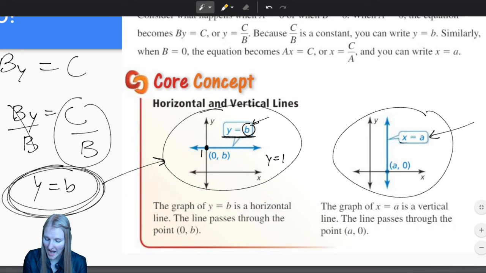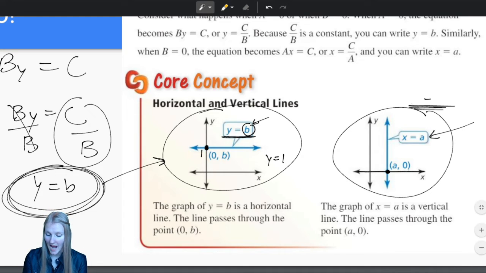Similarly, if I have x equals a number, this could be x equals 2, it could be x equals 6, it doesn't matter, but we're going to cross the x-axis at that number. So if we have x equals 2, we're crossing the x-axis at 2. If we have x equals 6, we're crossing the x-axis at 6.